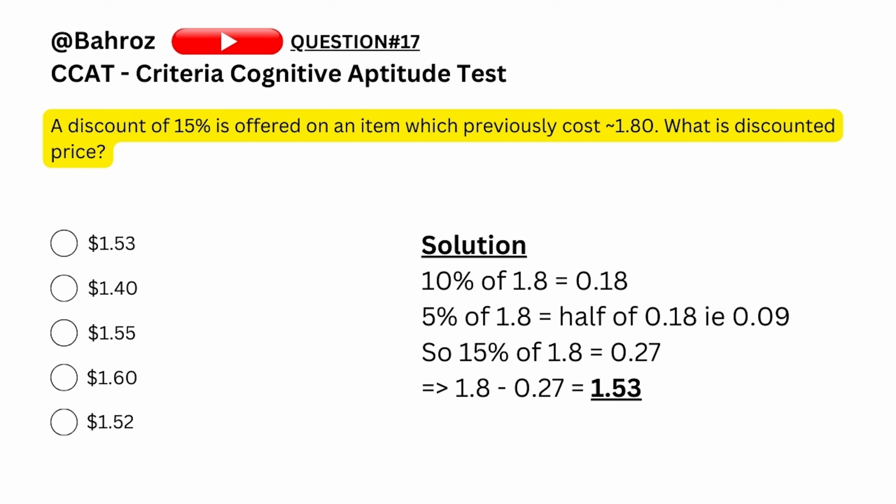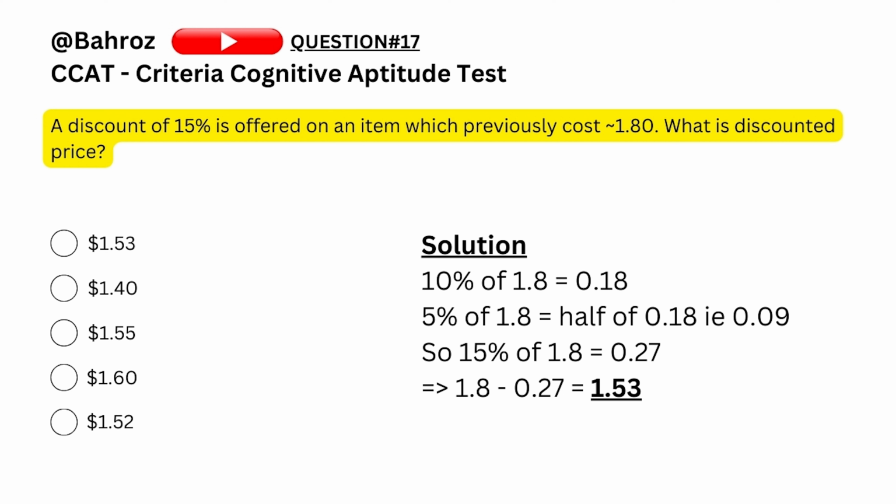Next question, a discount of 15% is offered on an item which previously cost 1.8. What is the discounted price? So we need to discount 1.8 by 15%. Either you can simply use a calculator, or I would just do reduction, or I would calculate what is 15% of 1.8. I know it is very easy to calculate 10% of 1.8, which is 0.18.